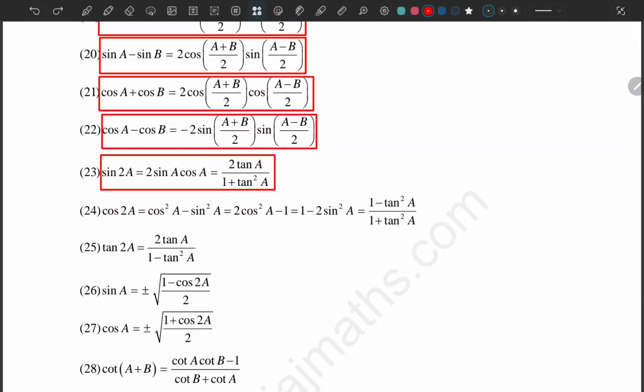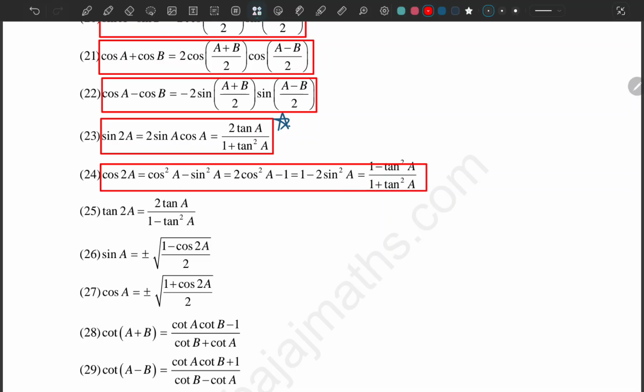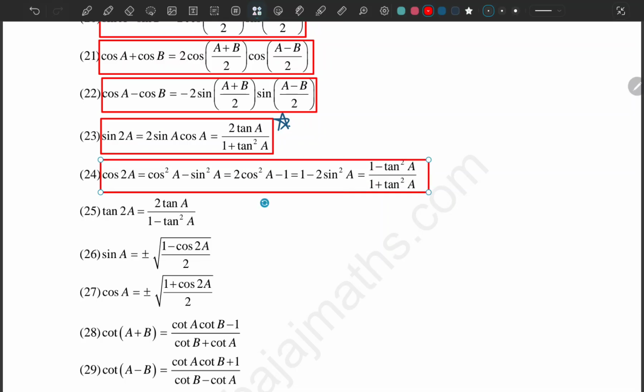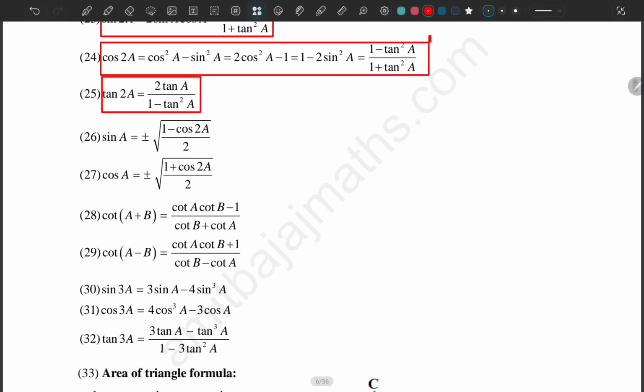Sine of 2a is 2 sine of a times cosine of a, and that also equals 2 times tangent of a over 1 plus tangent square a. Cosine of 2a equals cosine square a minus sine square a equals 2 cosine square a minus 1 equals 1 minus 2 sine square a, and that finally equals 1 minus tangent square a upon 1 plus tangent square a. Tangent 2a is 2 tangent a over 1 minus tangent square a.